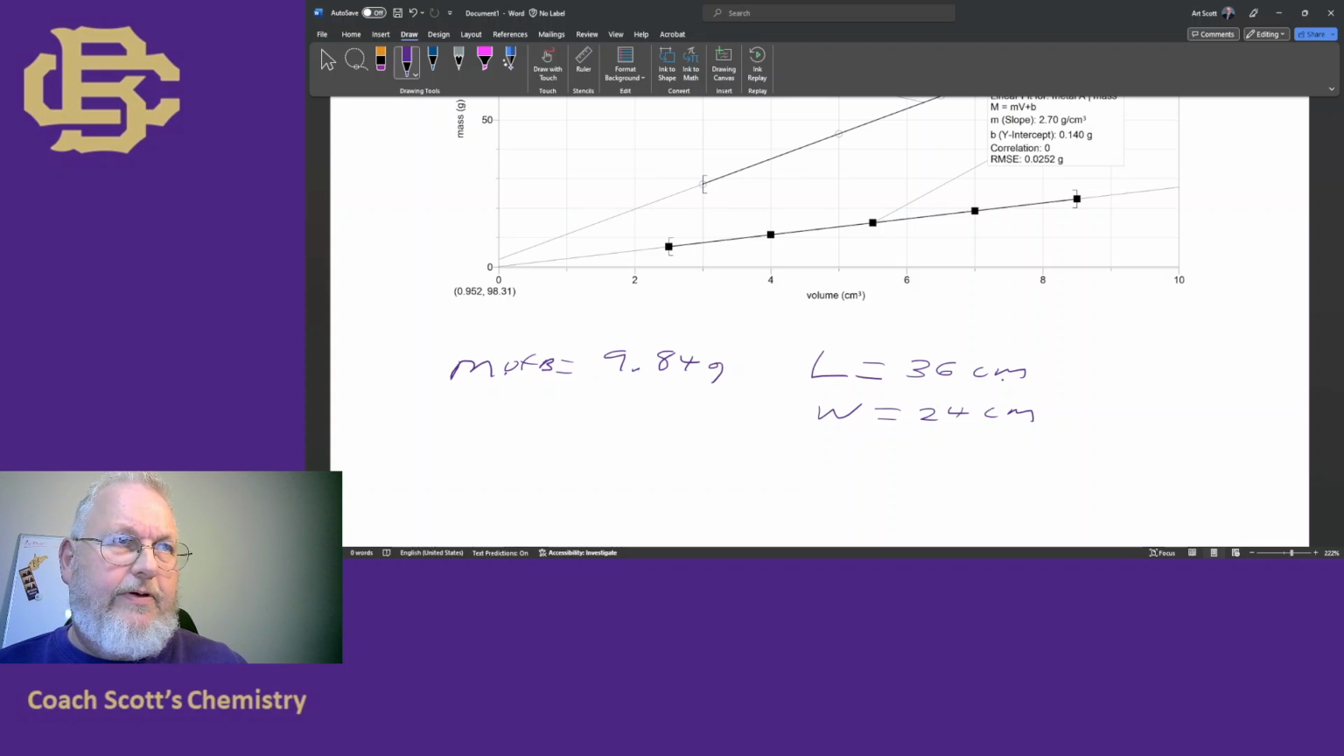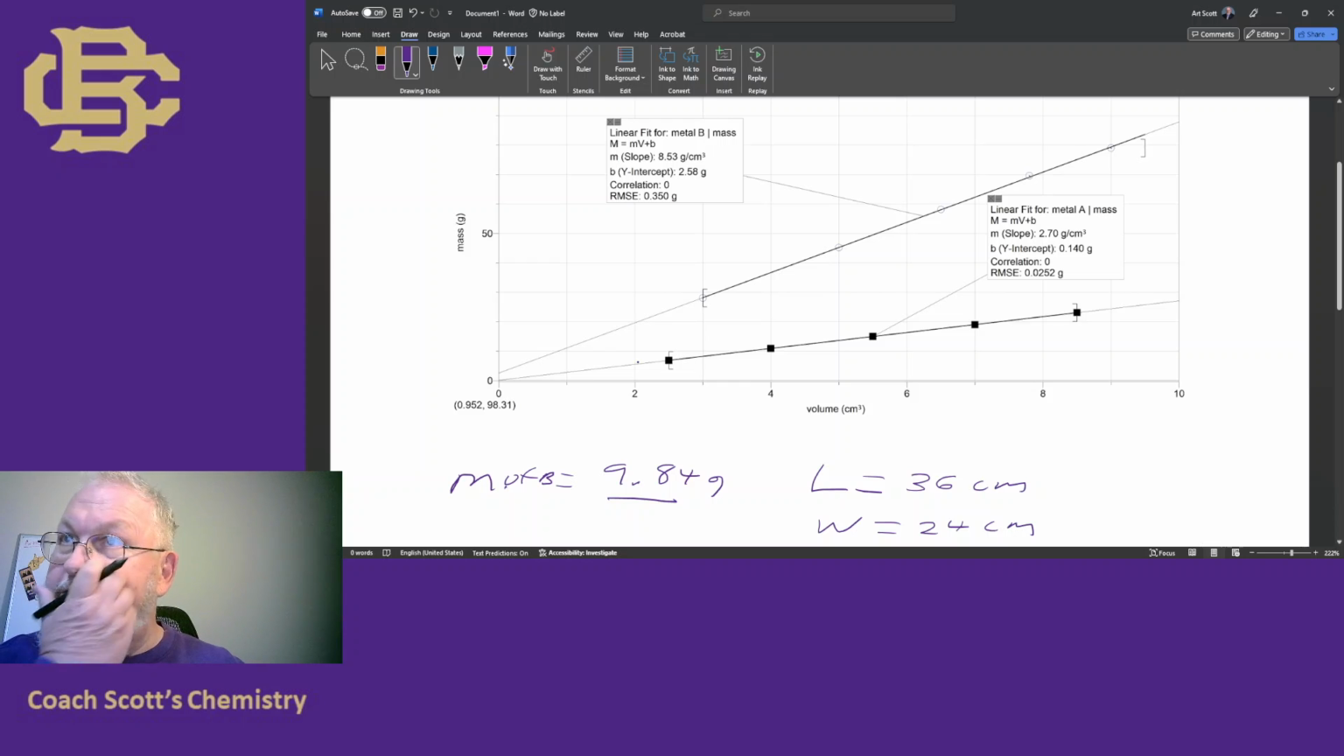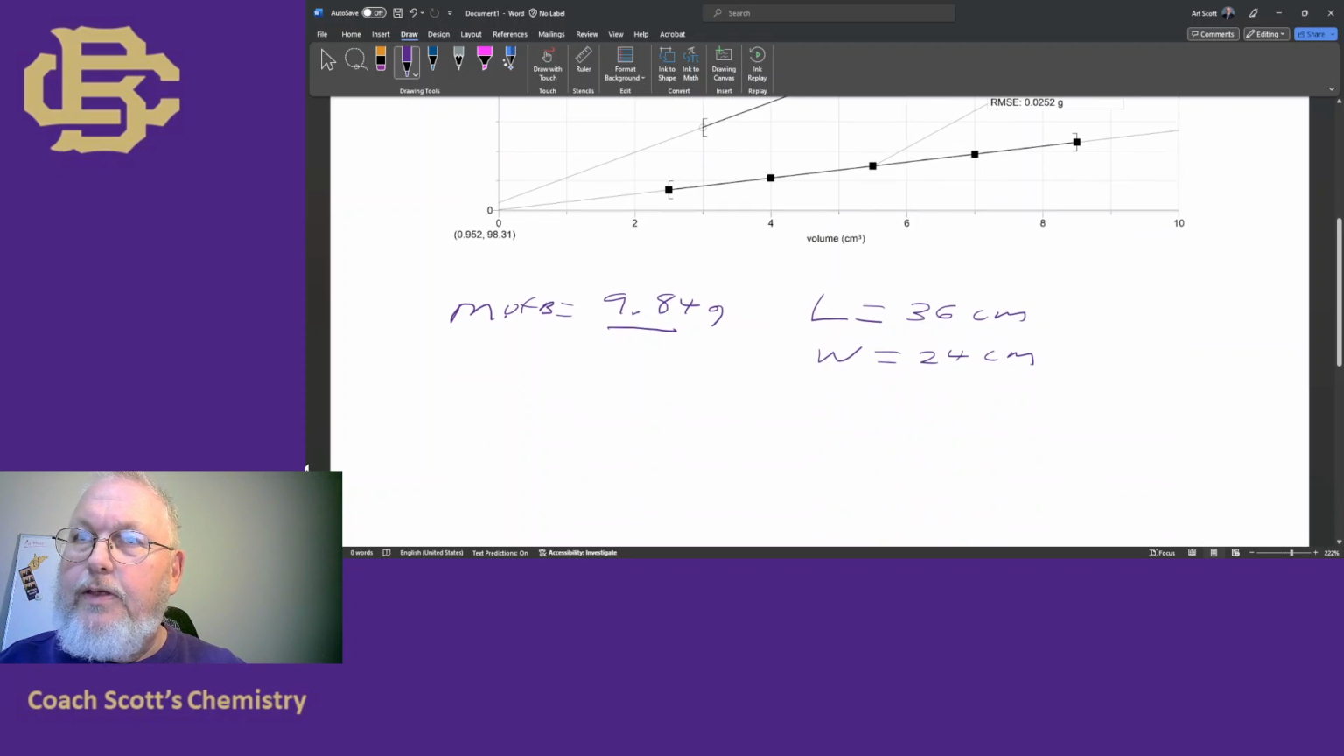And again, when we take any type of exam, we'll have a formula sheet. So what would be the volume of the sheet of metal? Okay, so I got mass. And if I go up here, I'll see what the density is. It's 8.53. I'm going to say D of B. D for density is 8.53 grams (g) over cubic centimeters.